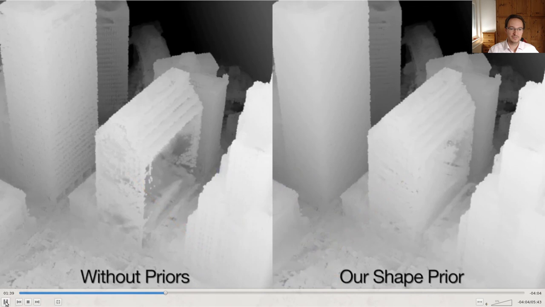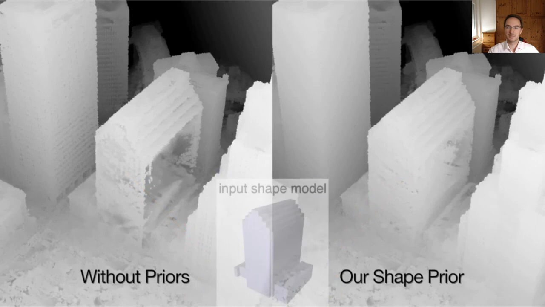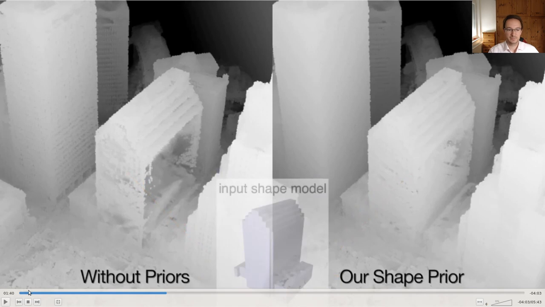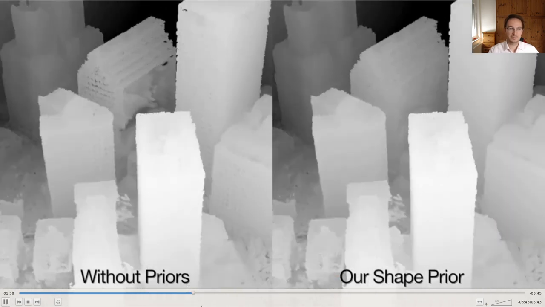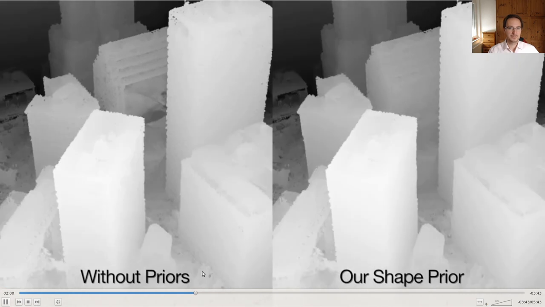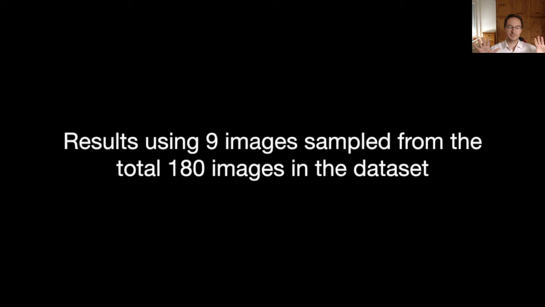And what you can see here, for example, for this particular building that we have seen before, where there's a lot of ambiguities due to this mirror facade, is that this building can be reconstructed a little bit better, at least with this method. So here you will see the rendered depth maps.